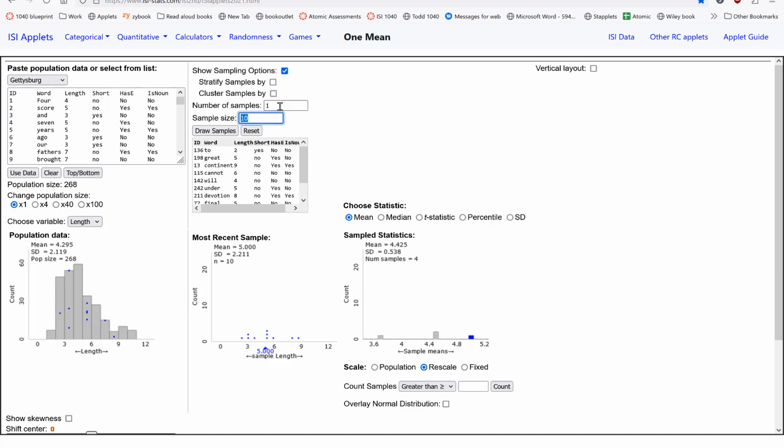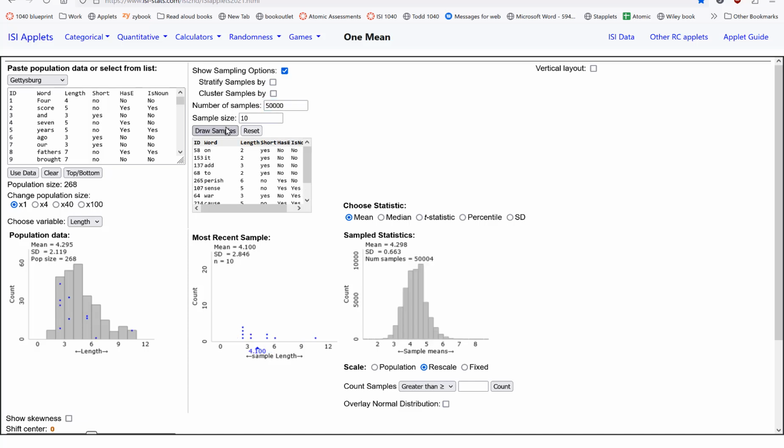So now let's do like 50,000 of them. Okay, I draw my samples. Okay. So here's my sample means. Looks like I go from about 2 to 7. Let's change the scale to fixed. Because now, what if I wanted to do a different sample size? I don't remember what I have in my notes, so let's say 100.